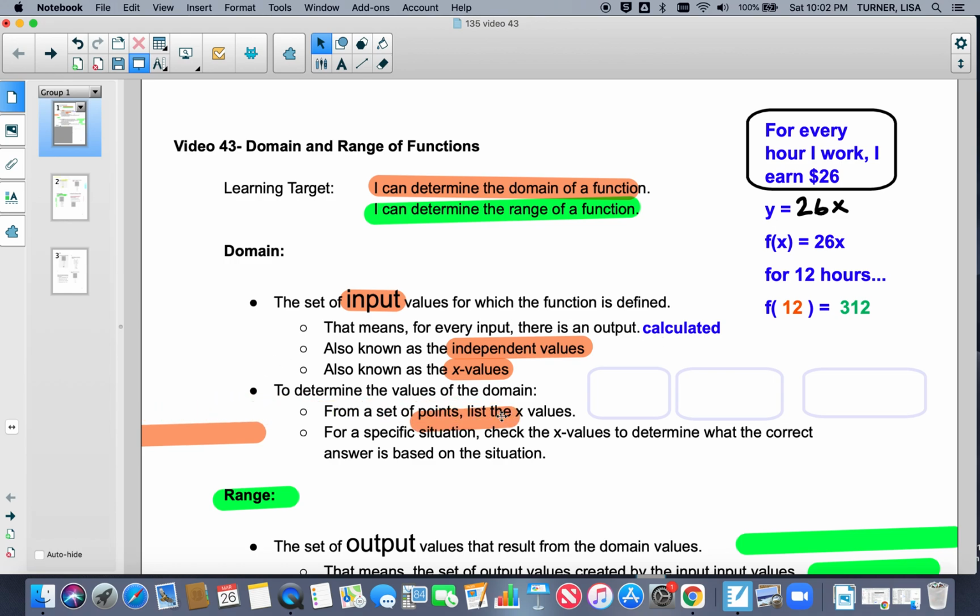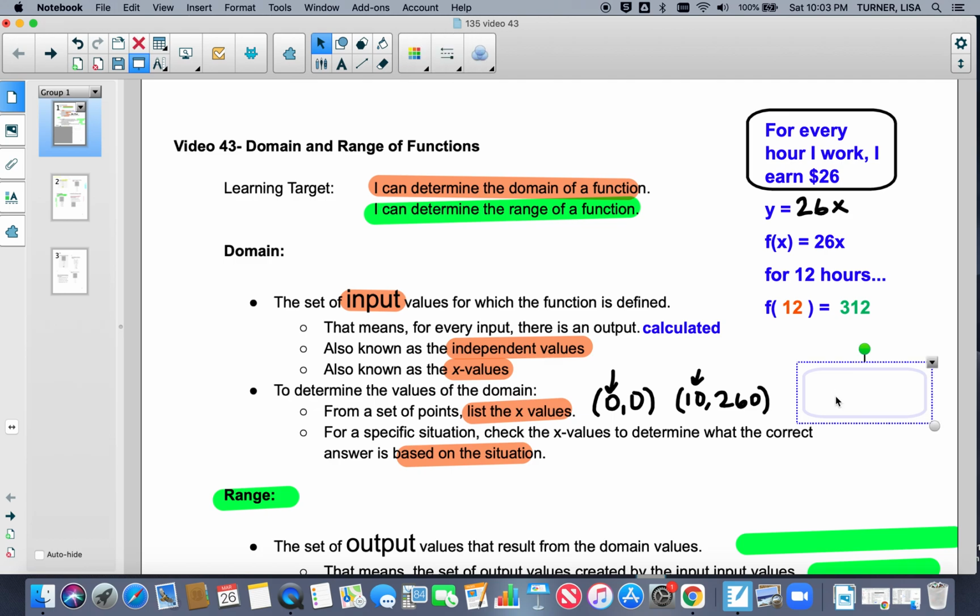We also just look at the x values in a situation because that tells us the beginnings, and we also look at things based on the situation. All right, look at those x values. So let's write just 3 points. If you don't work any hours, you don't get any money. And so the domain would be 0 hours. We use that to calculate. Let's say you work 10 hours. You make $260. The 10 is the input or the domain.